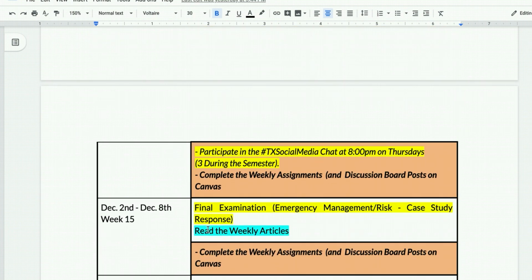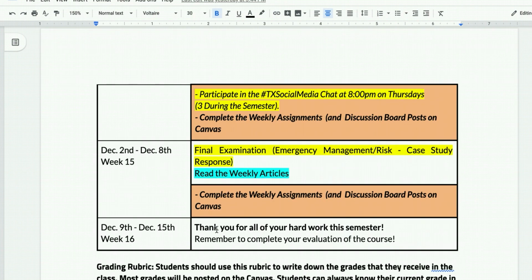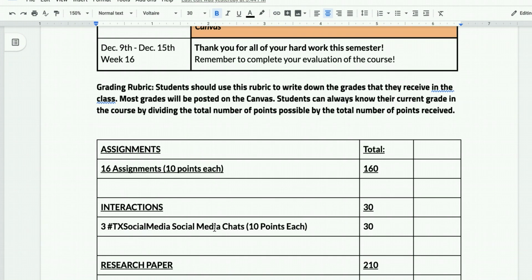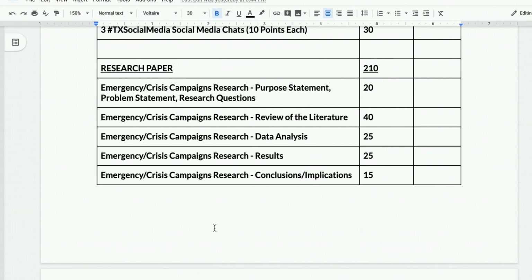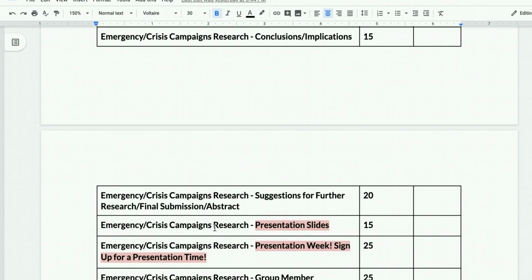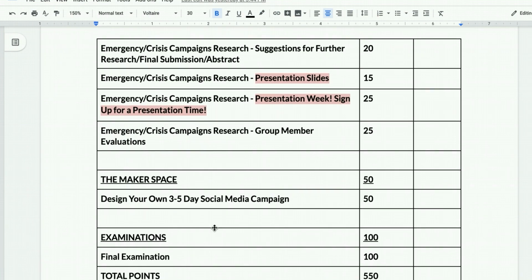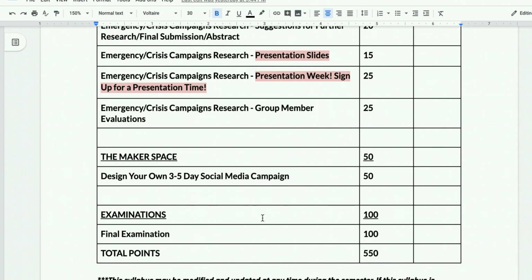And then last but not least, we will have the final examination, and that will be a case study response, and that's also getting you guys ready for your oral examination, basically your oral comps with grad school. So I always like to make sure that you guys are prepared for that as well. And so each of the items that we have in the course are listed here with the corresponding numbers, and that's it. I hope you guys are excited about the course.